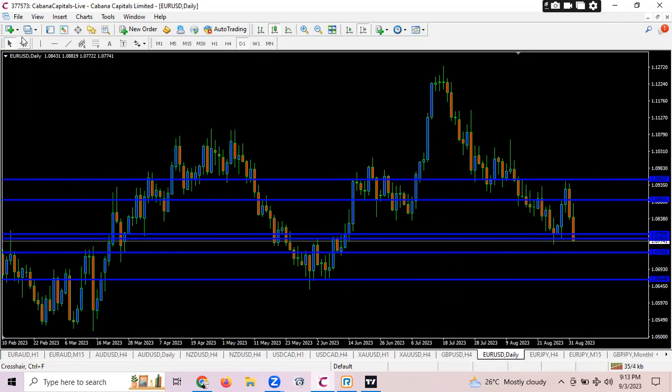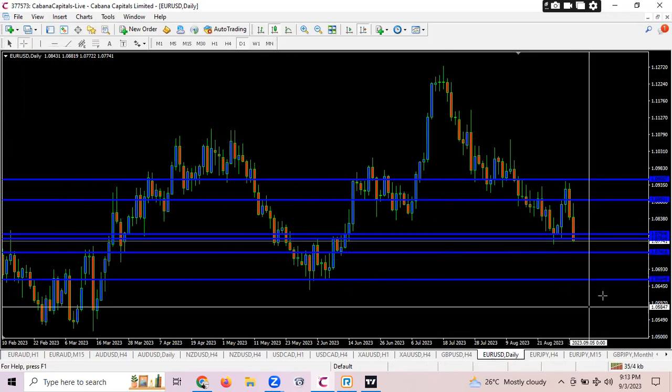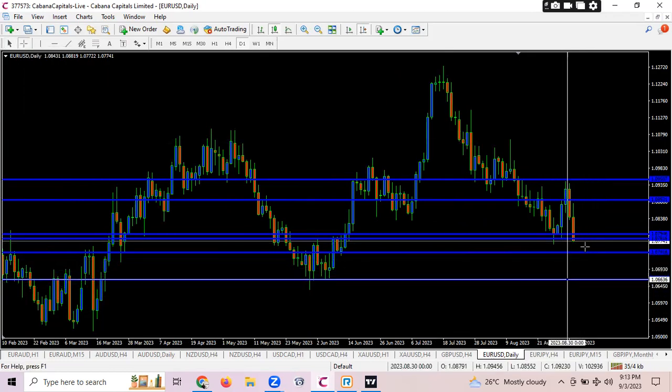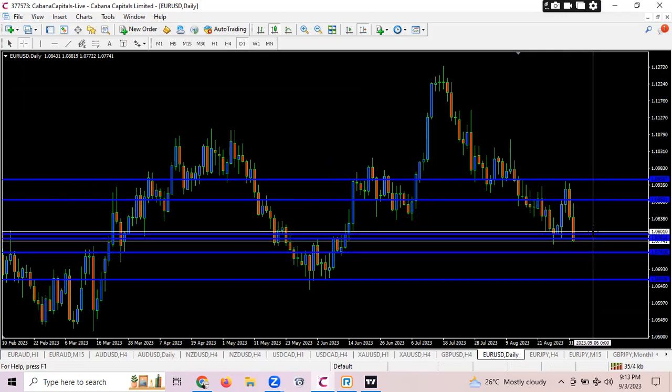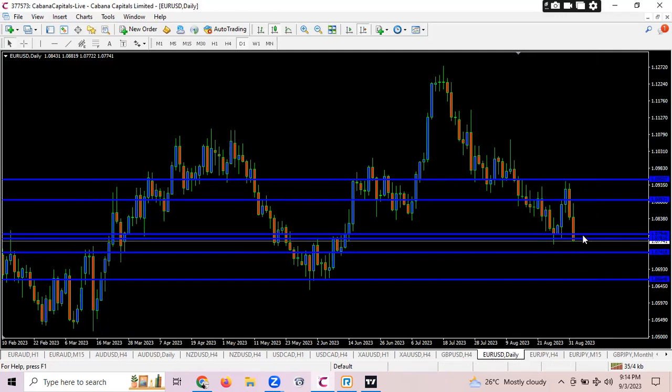So sell below this zone, buy above this zone. And if you are buying above this zone, your stop loss should be at this level or a few pips below this resistance, which will become a support if a candle closes above this zone. I hope that is clear.